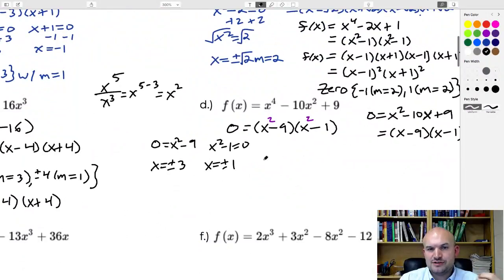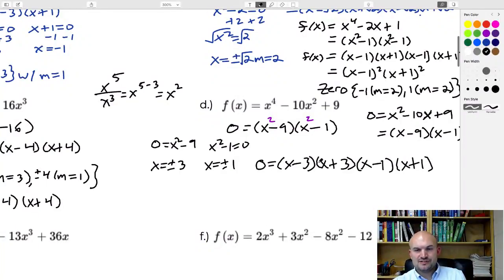So what's usually helpful is to factor these out using difference of two squares. So 0 equals x minus 3 times x plus 3 times x minus 1 times x plus 1. And you can see here my zeros now are 3, negative 3, 1, and negative 1. You could use the zero product property, set them all equal to 0 and solve.